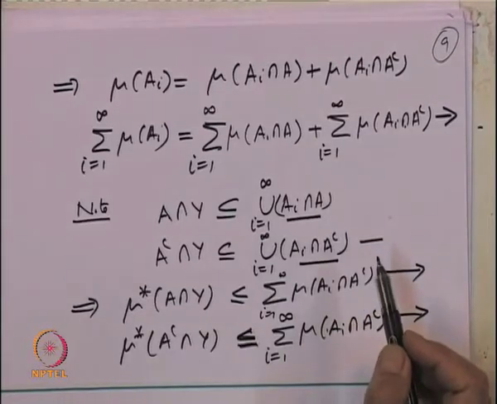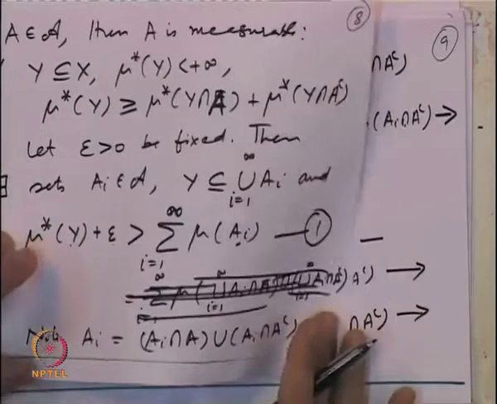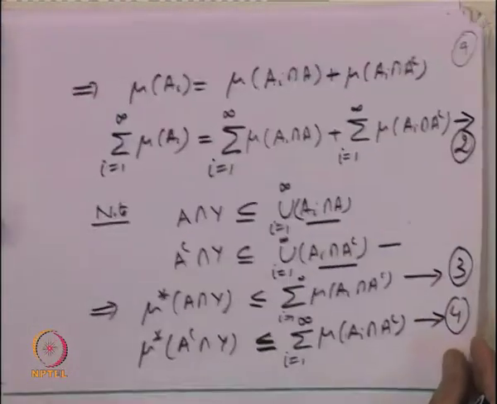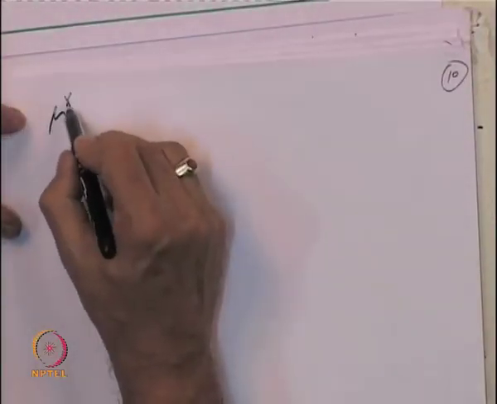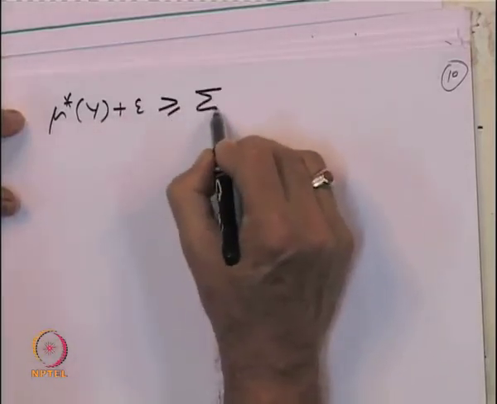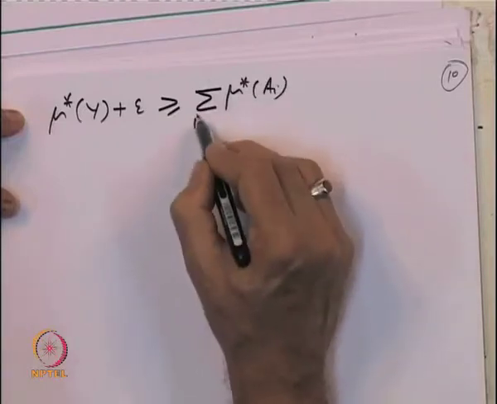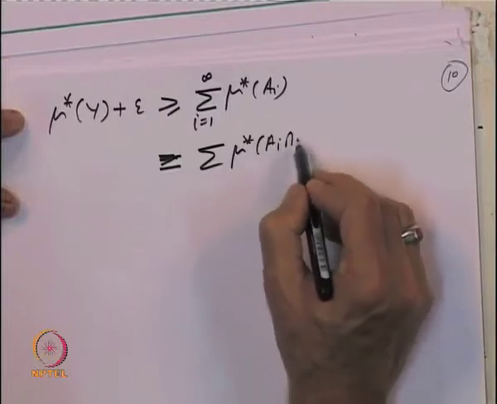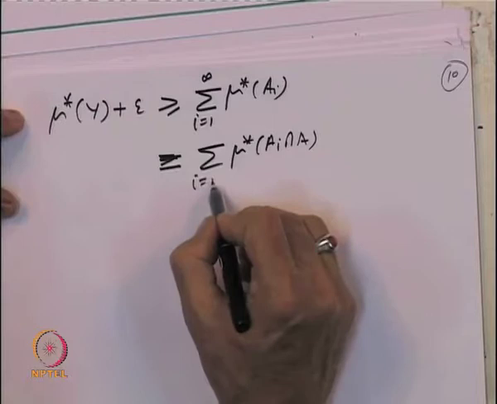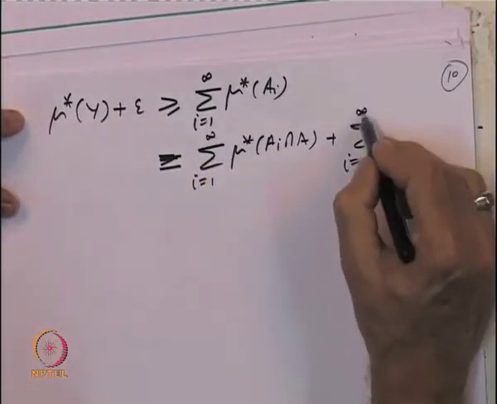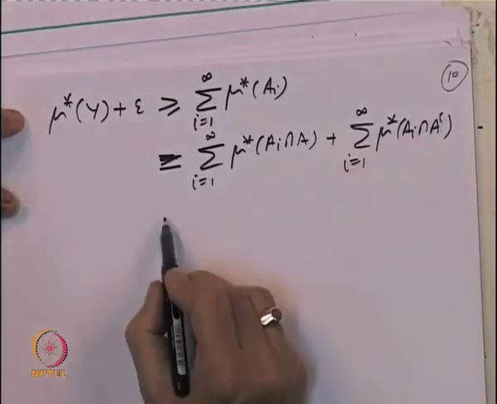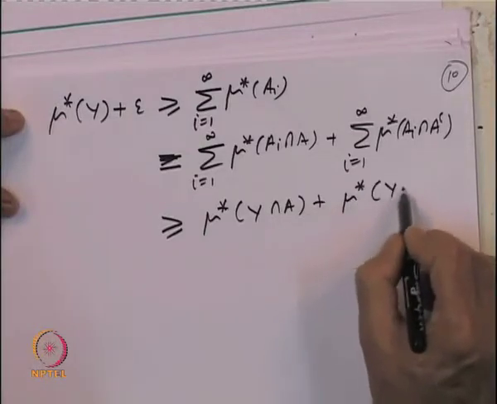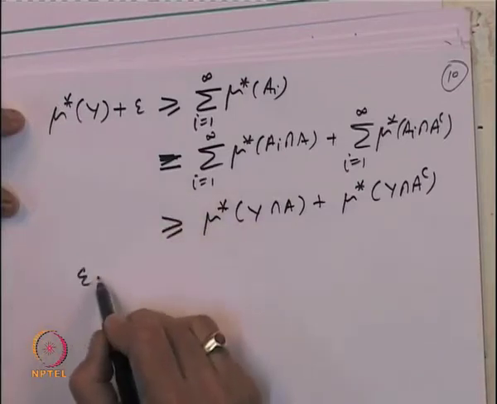So, putting these equations together, if we call that earlier equation 1, call this equation 2, call this equation 3, and call this equation 4, then putting all these 4 equations together, what we have is the following: mu star of y plus epsilon, which was bigger than or equal to the summation of mu of A i, i equal to 1 to infinity, is equal to the summation of mu of A i intersection A plus the summation of mu of A i intersection A complement, and that is bigger than or equal to mu star of y intersection A plus mu star of y intersection A complement. And now, epsilon is arbitrary.